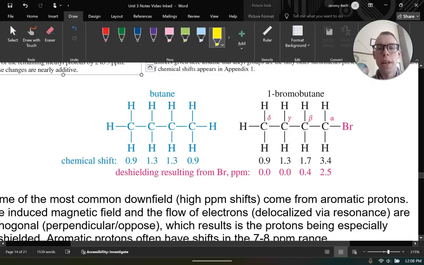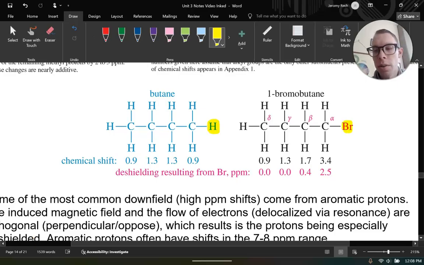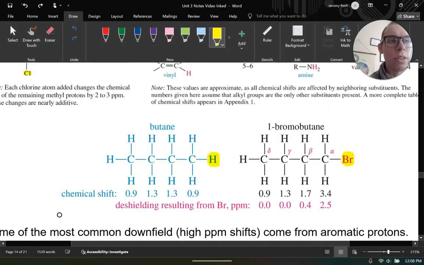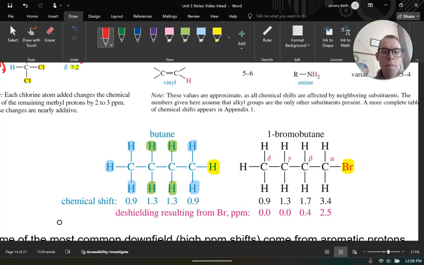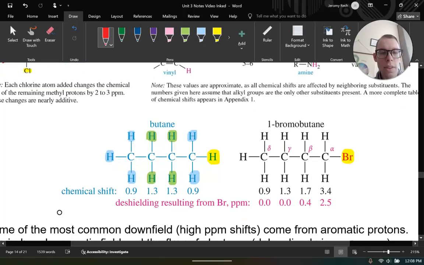Here's the structure of butane and 1-bromobutane. The only difference is this H here was replaced by this bromine. In the case of our simple butane, the two outside CH3s, which are the methyl, I'll go ahead and show in a different color. These blue ones are the outside, and these green ones are the inside. The outside protons are the most shielded, so they'll have 0.9, and then the inside will have 1.3 for their chemical shift.